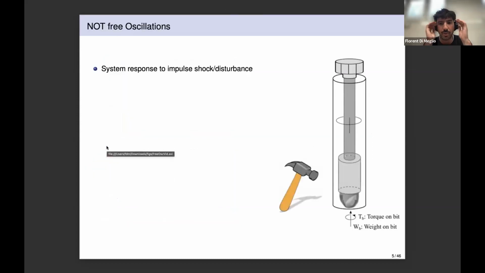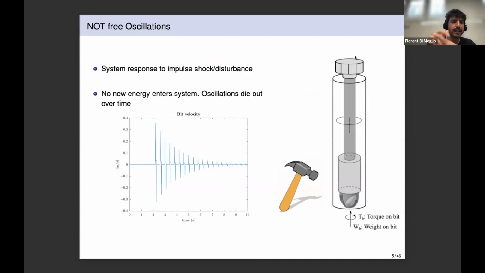Okay, so one thing that's important about these oscillations is that they are not what we would call free oscillations. So let's assume that your drill string is at rest here, so no rotation, and then you hit it with a hammer, or you just impose some kind of torsional disturbance at the bottom here. What will happen is that you will get some oscillations that will eventually die out because no energy is entering the system, right? Stick slip is a different animal, I would say.